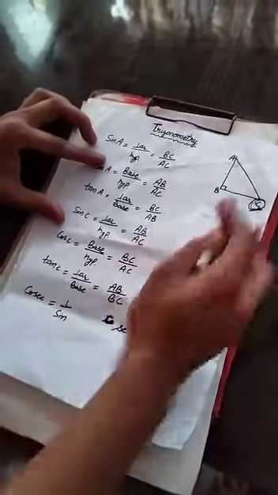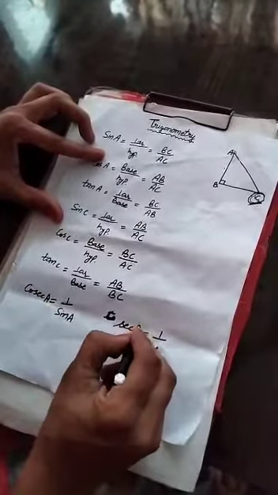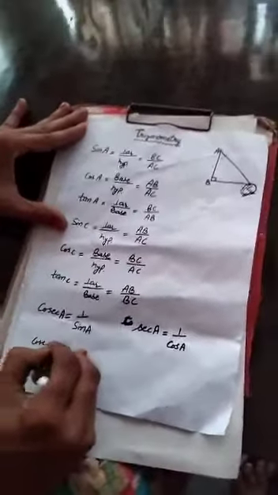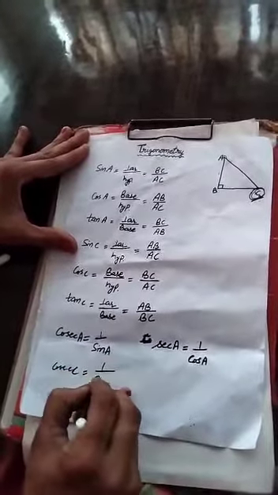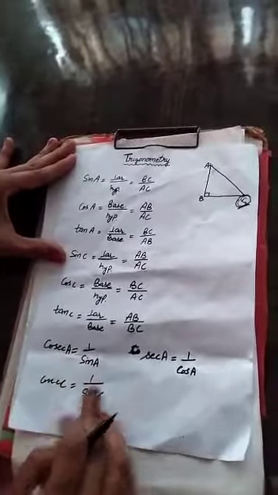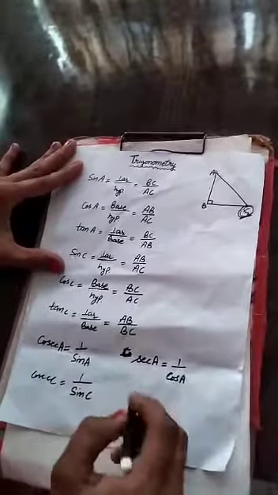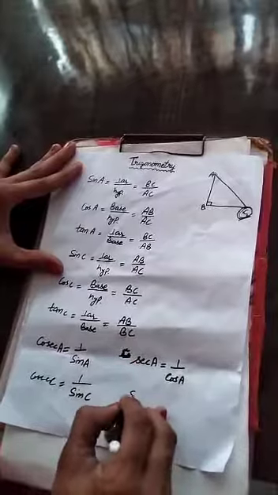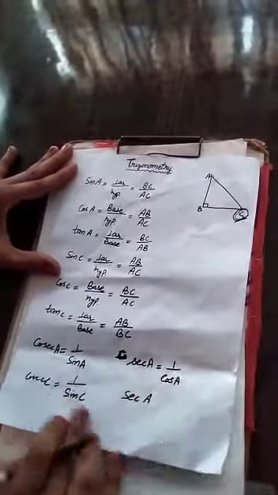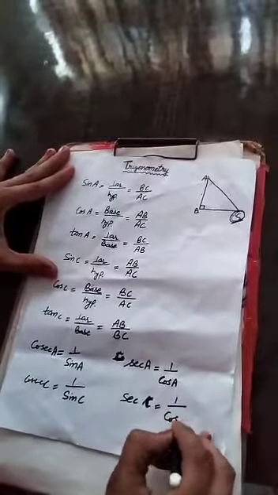If we are talking about A, then we will write here A, and here also A. And if we are talking about angle C, that is cosec C equals 1 over sine C. So if we are talking about angle A, then we write here A. If we are talking about C, then C. Cosec A is opposite of sine A. And sec A, we are now talking about angle C. Sec C is opposite of cos C.